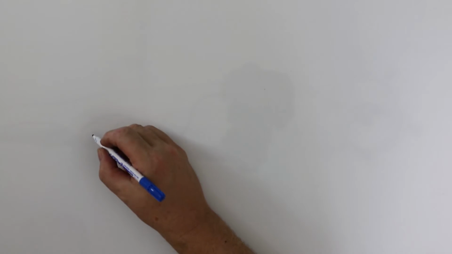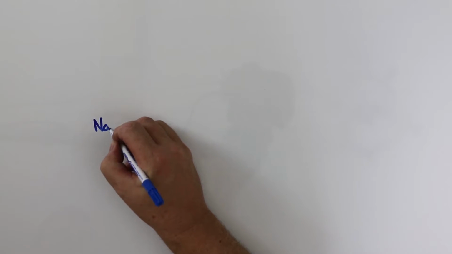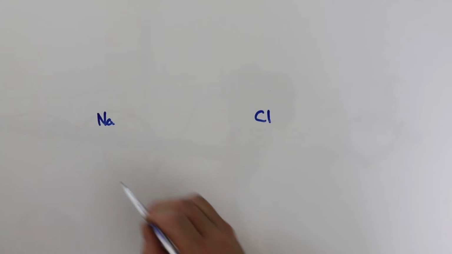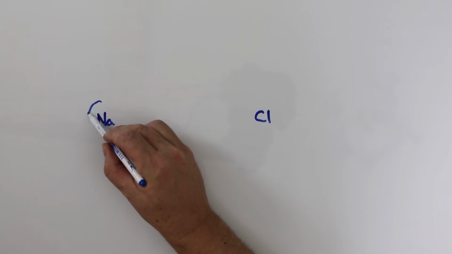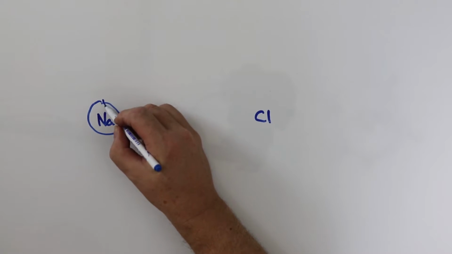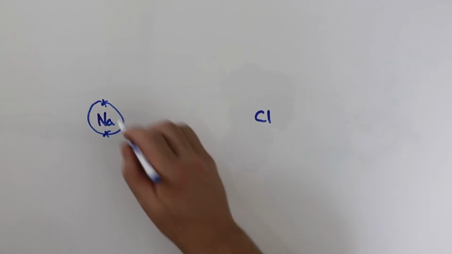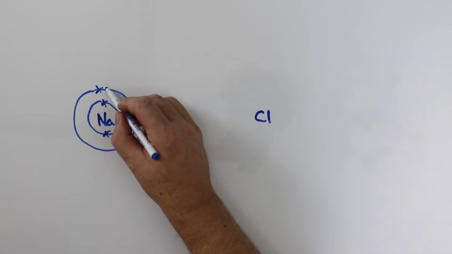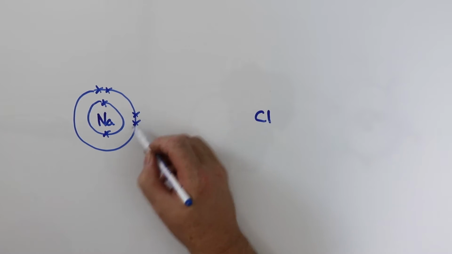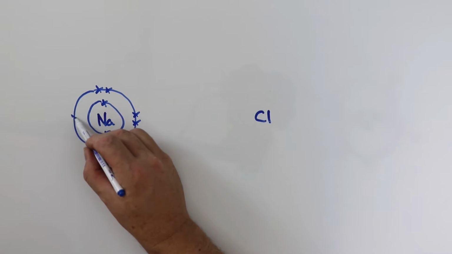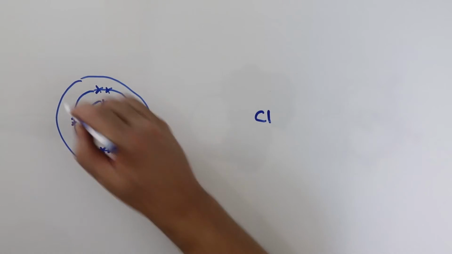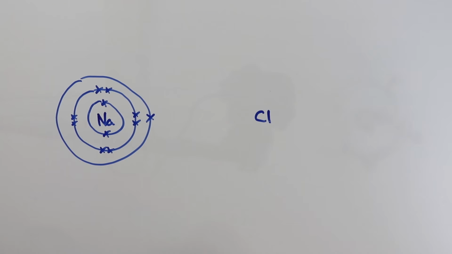I'm going to have a look at a different reaction, the reaction of sodium with chlorine. I will draw out sodium here with its 2 electrons in the inner shell. It has 8 electrons in its next shell, and in its outermost shell it has 1 electron.